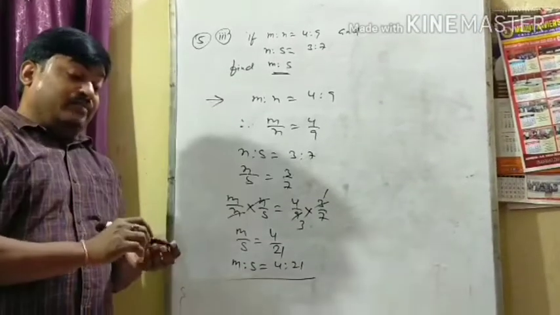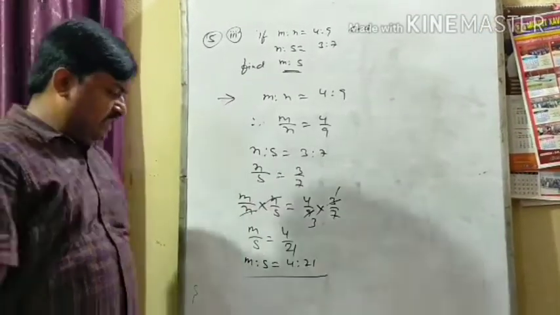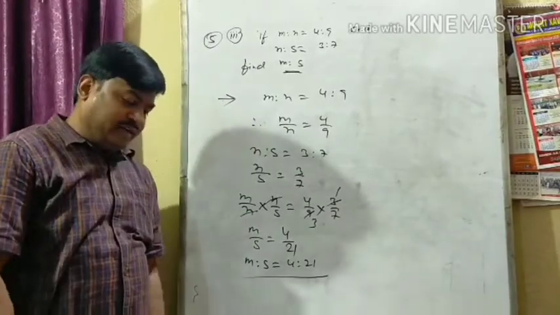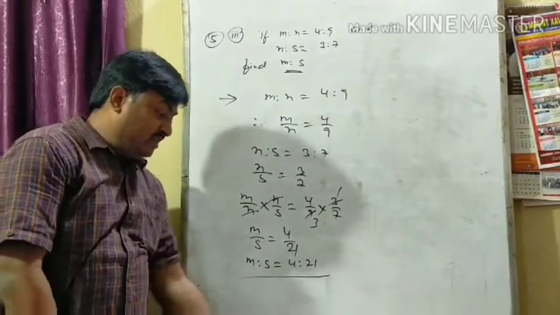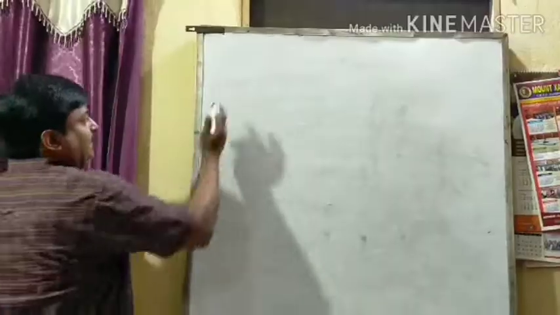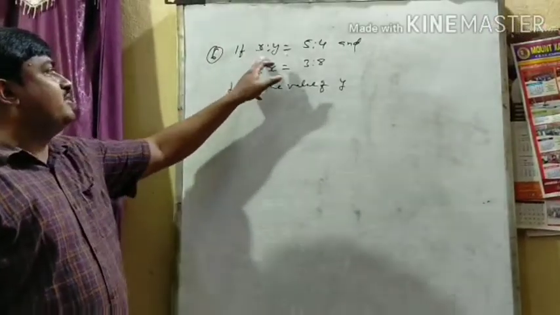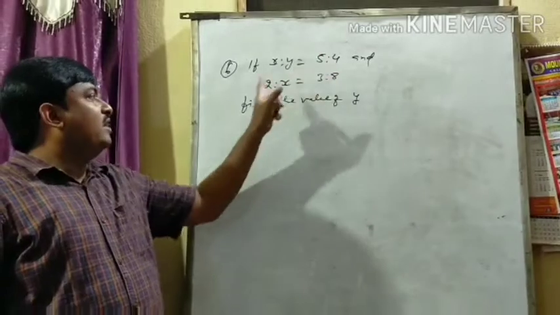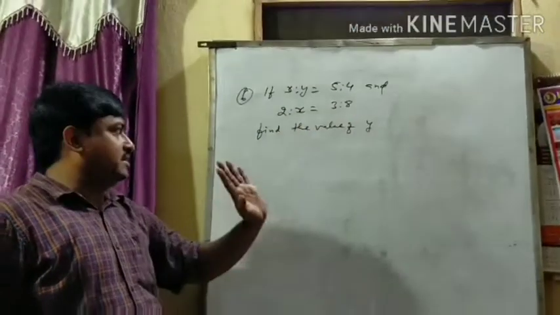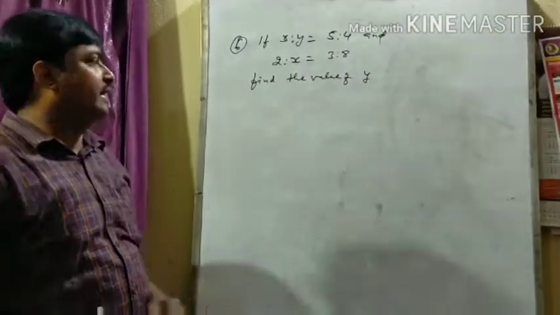Okay student, I am going to explain one more question that is quite tough for you, but it is very easy. That is question number 6. The question is, if x is to y equals 5 is to 4 and 2 is to x equals 3 is to 8, now find the value of y.